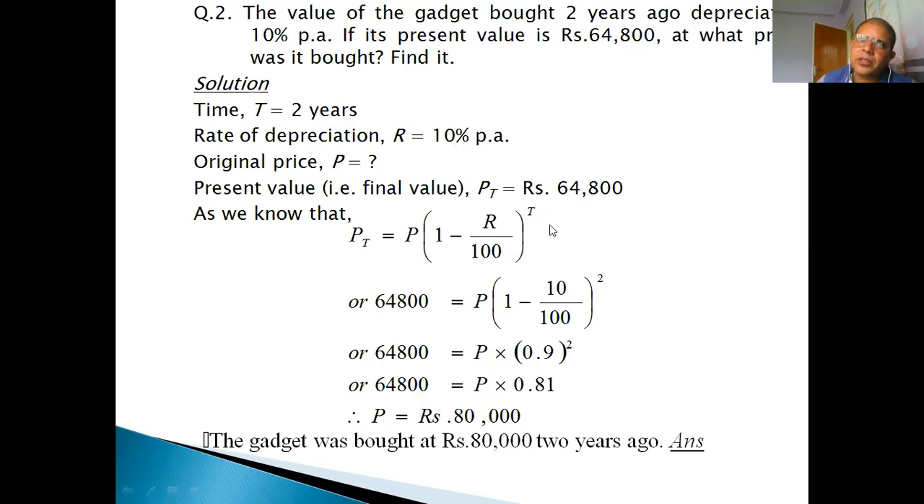It is just the opposite of example number 1. In example number 1, P is given, but in example number 2, PT is given. Now in place of PT, write down 64,800, and R is 10, T is 2. Then calculate it. It is 0.9 power 2, and it is 0.81, and it is 64,800. Then P is equal to 64,800 divided by 0.81. It is 80,000. This was the initial price of that machine. Don't be confused about whether P or PT is given, and which one is asked. First confirm this. Then you can start your solution.